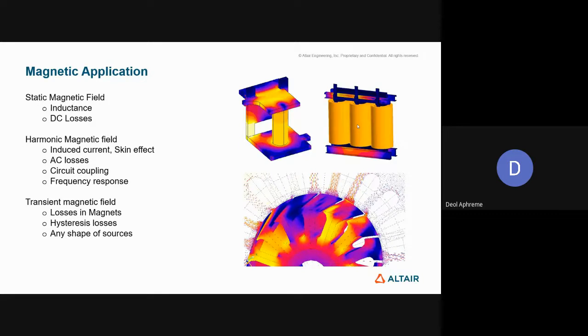Definitely, even the losses in different regions, in the magnets, in the laminated region, in the solid region, all this can be visualized. And any shape, there is no shape restriction in Flux. You can simulate it to any shape, whichever shape befits your application.